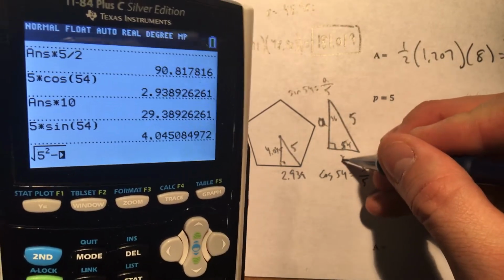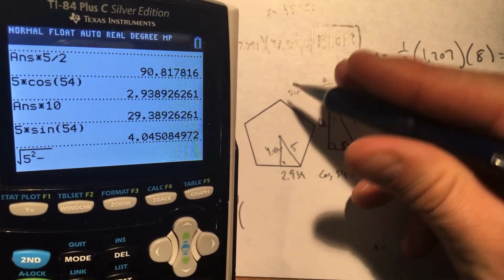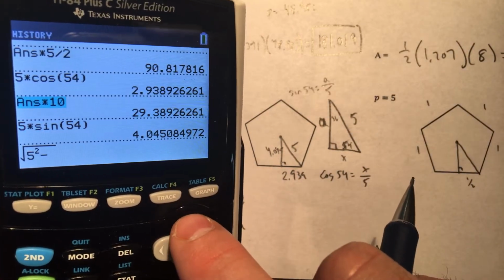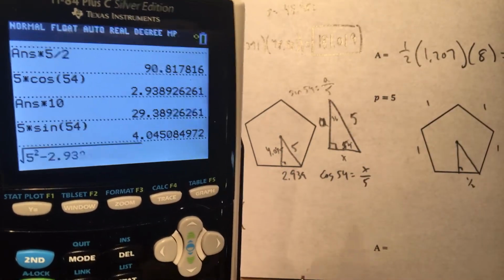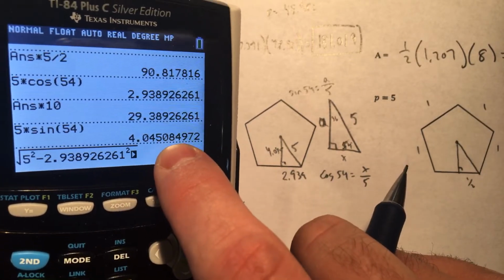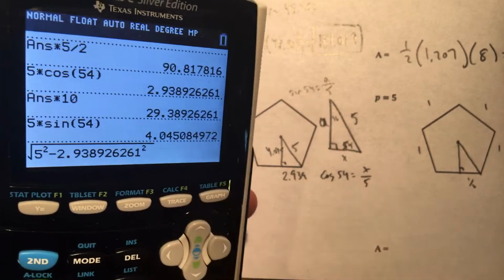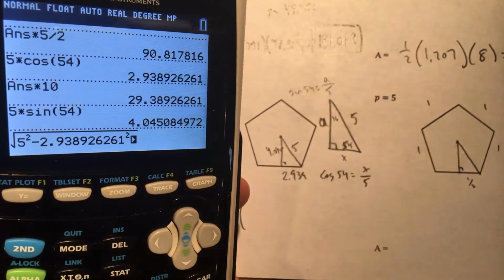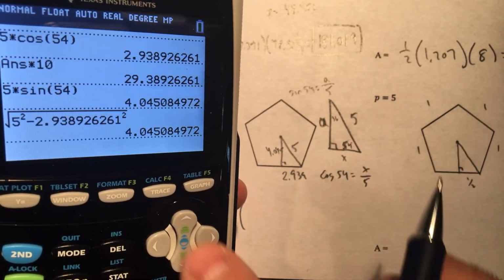5 squared minus... Now we found x was this 2.93. So I'm going to go all the way up and find that guy. And now if I hit square root, I'm going to get this 4.04. I better, or something's broken. And then clickety click, barber trick. Hey, oh, look at that.